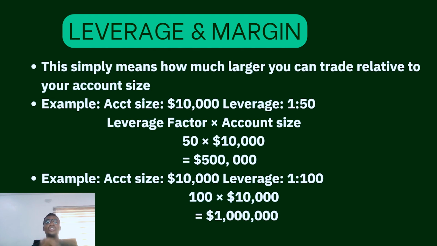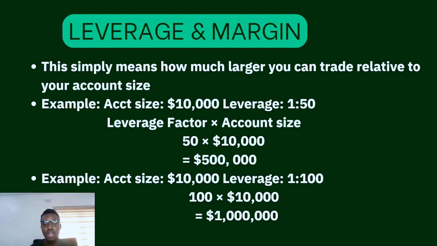So the third thing is leverage and margin. Leverage and margin simply means how much larger you can trade relative to your account size. For example, if your account size is $10,000 and you use a leverage of 1:50, your leverage factor is 50 and your account size is $10,000. When you multiply them, it gives you $500,000. This means that with $10,000, using a leverage of 1:50, you can actually trade a currency pair using the volume of $500,000. So leverage tends to give you an assistance.